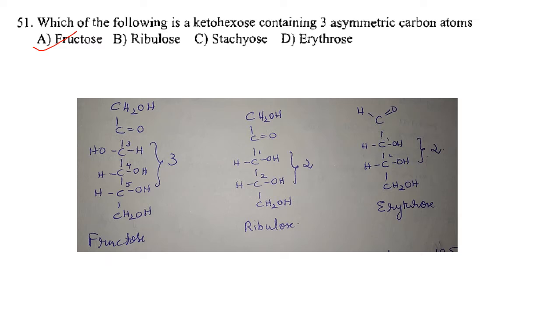Then which of the following is a ketohexose containing 3 asymmetric carbon atoms? Fructose, ribulose, stachyose, erythrose. Fructose has these 3 asymmetric carbon atoms. Ribulose has 2 asymmetric carbon atoms, and erythrose also has 2 asymmetric carbon atoms. And stachyose is a tetrasaccharide consisting of galactose, glucose, fructose units. So they have asked for 3 asymmetric carbon atoms, and it is fructose. Answer is option A.